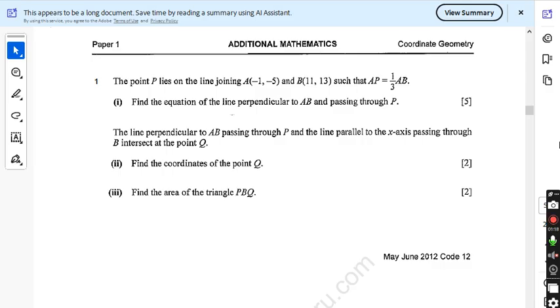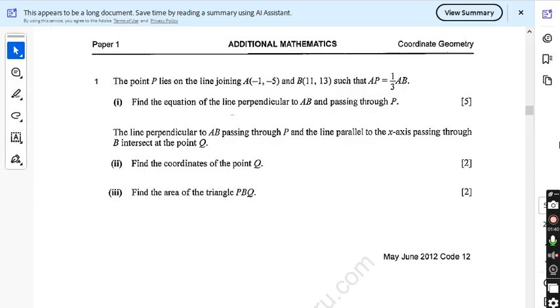The point P lies on the line joining A(-1, -5) and B(11, 13) such that AP is equal to 1/3 AB. Part 1, find the equation of the line perpendicular to AB and passing through P. This question has 5 marks.